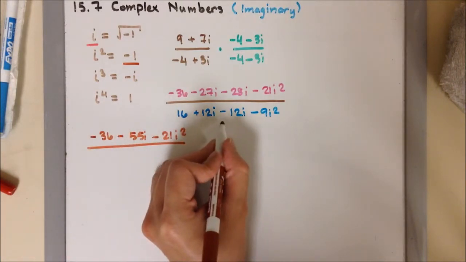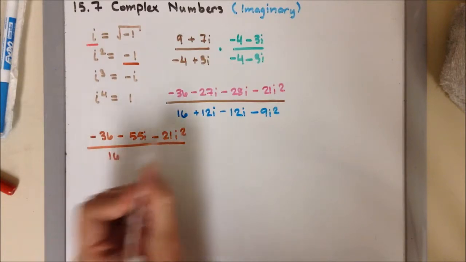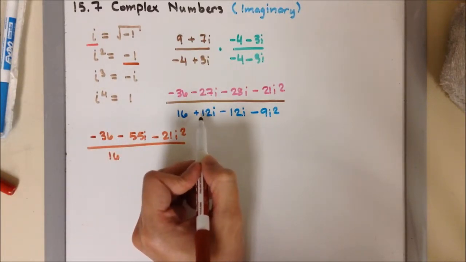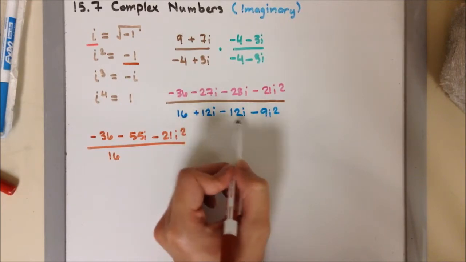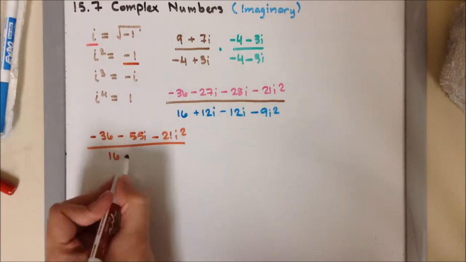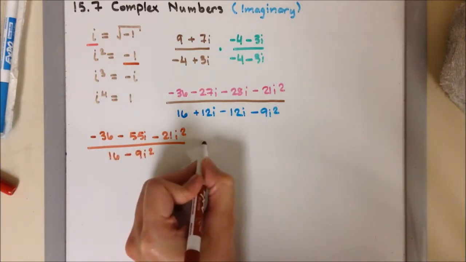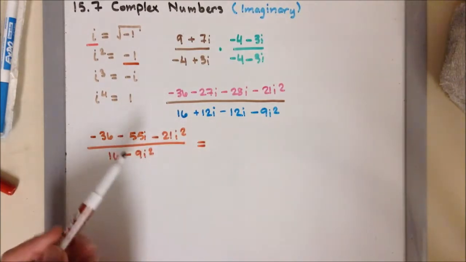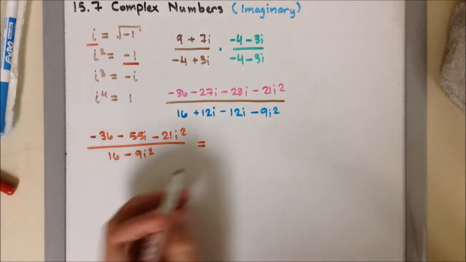Here, we're going to combine the i's again. So I'm going to have 16. But what you notice is that in the denominator, we have positive 12i minus 12i. So these two terms will cancel out. And then I'm going to write negative 9i squared. And just like before, I need to simplify my i squared. i squared is equivalent to negative 1. So everything else will stay the same.